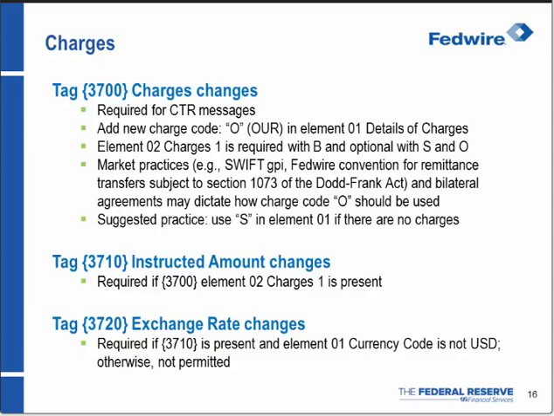Then the next tag, tag 3720, is also an optional field for the exchange rate, but it is required if your instructed amount includes a currency code that is not U.S. dollars. So if your instructed amount was really in a foreign currency and you indicated that in 3710, then in 3720 is where you would put the exchange rate. You really only use this when the 3710 currency code is not USD. So, moving on to the next slide.